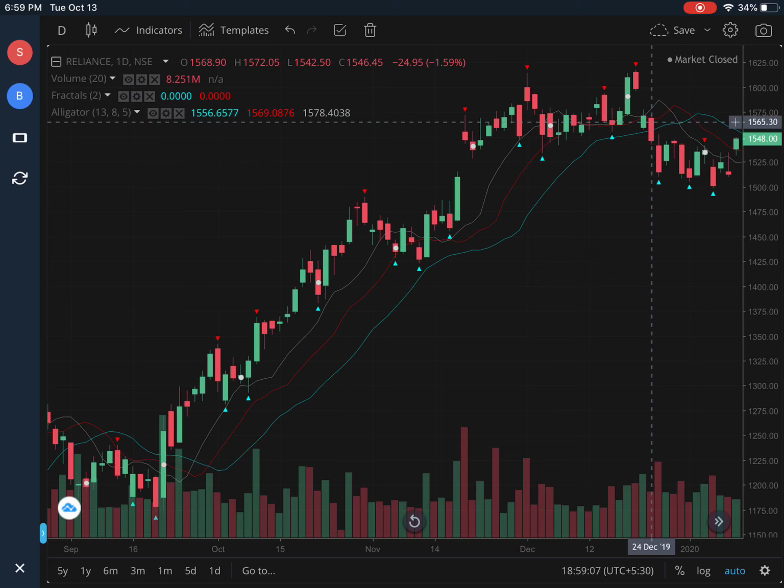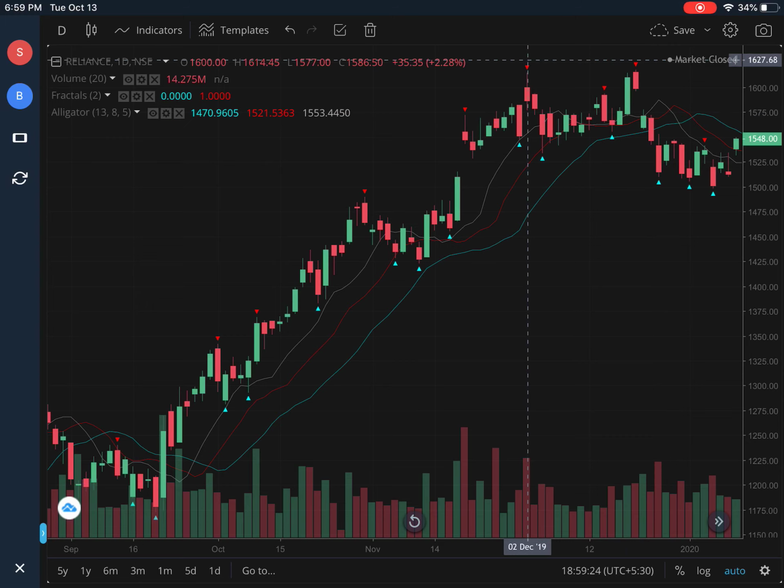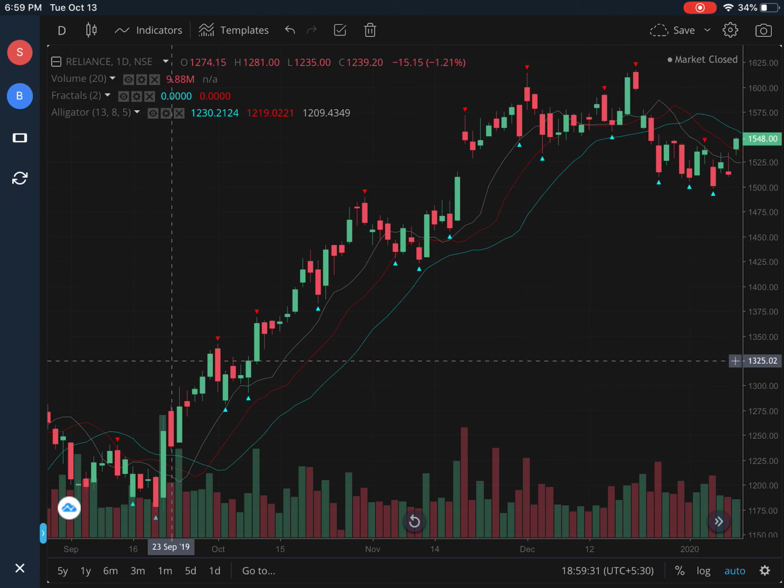That happened over here, on 24th December. At that time, the price was around 1540, 48. So you could have exited there. But when you get up fractals, after the formation of up fractals, you can also book profit once you have made a substantial gain from your entry, right? So this is one example.